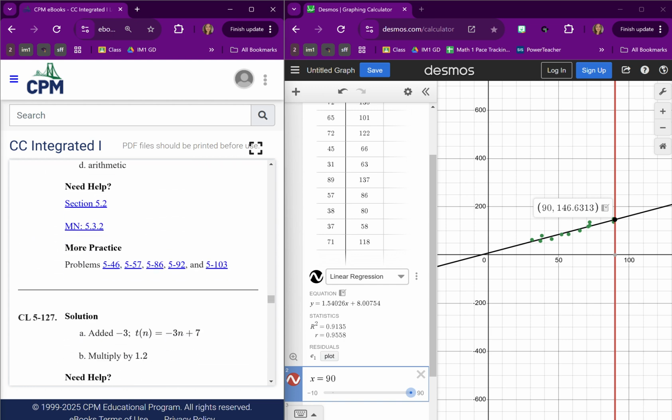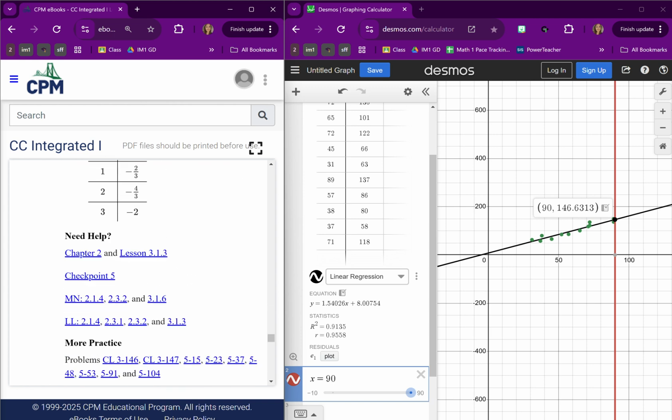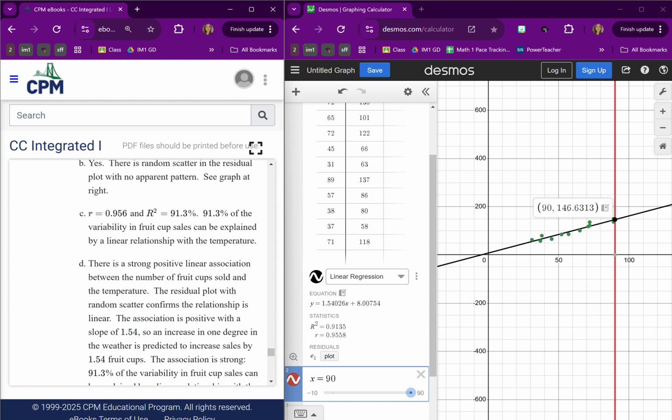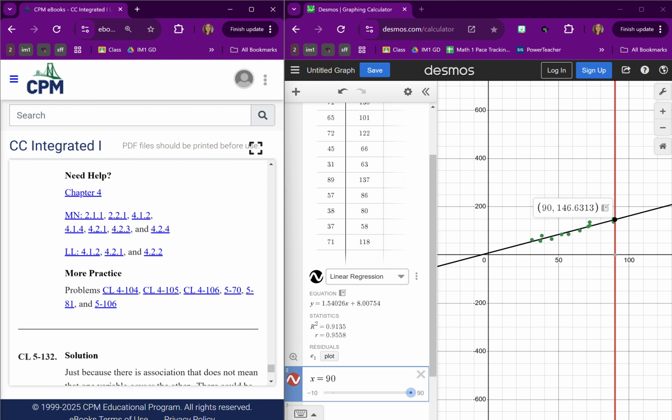So let's take a look at our answers for 131. Make sure you've written something down. Okay, here are your answers. And again, if you need more help, there is the more practice section here. Okay, use this to make your cheat sheet for the test and practice, practice, practice.